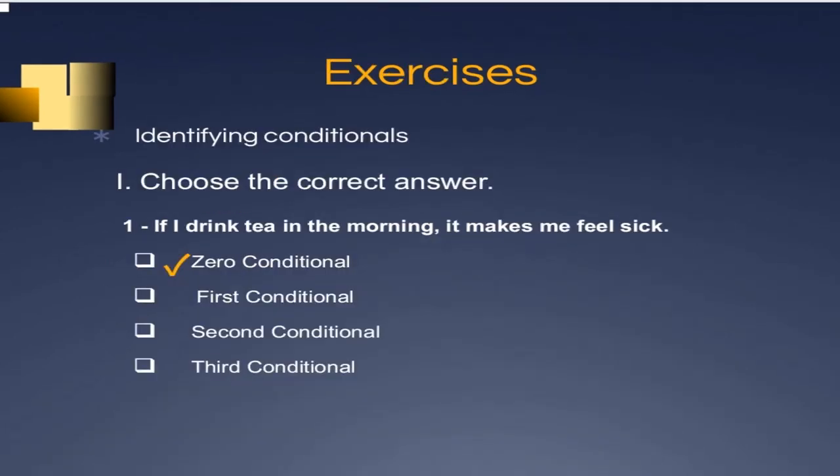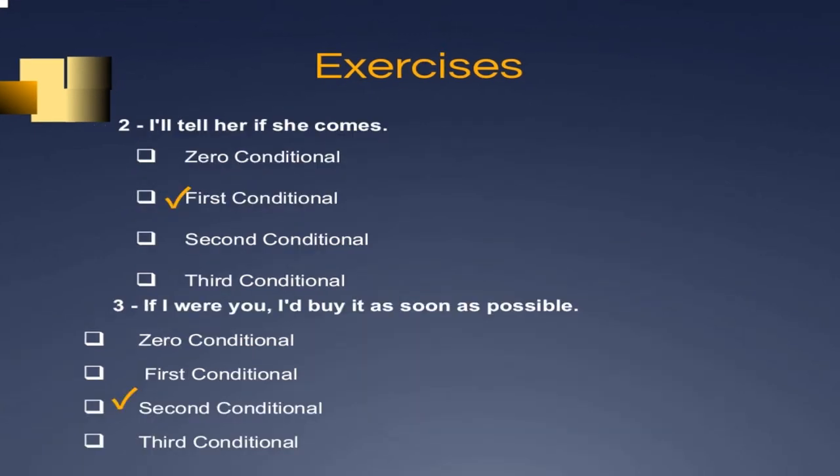Okay students, this is time to identify the condition. Read the first sentence. If I drink tea in the morning, it makes me feel sick. Now, the if condition is in simple present tense, and the result, the main clause, is also in simple present tense. This is telling us about a habit, and in the zero condition, we talk about habits. Example number 2, I will tell her if she comes. I will tell her is the main clause, and the if clause is in simple present tense. Now, this is the first condition.